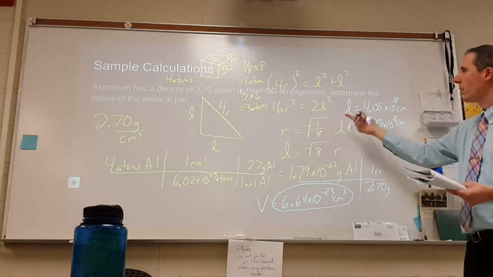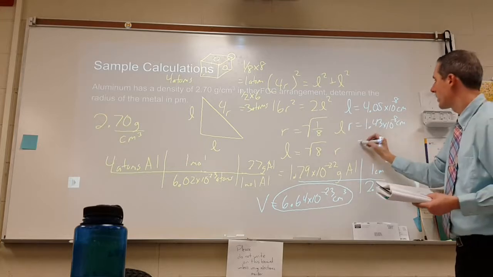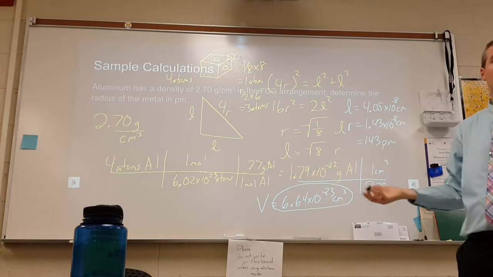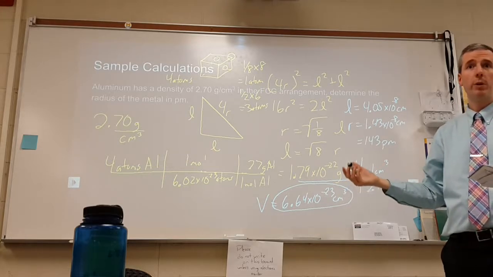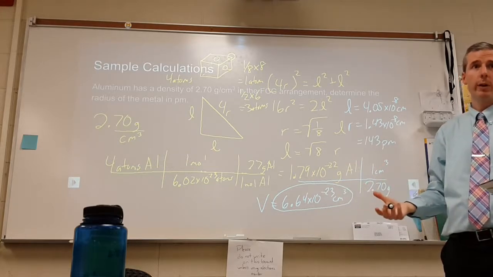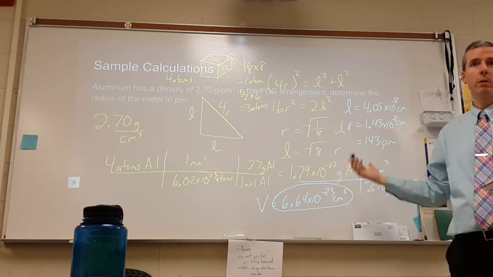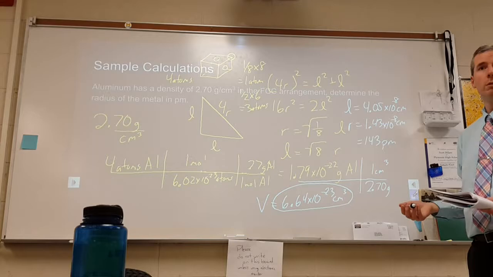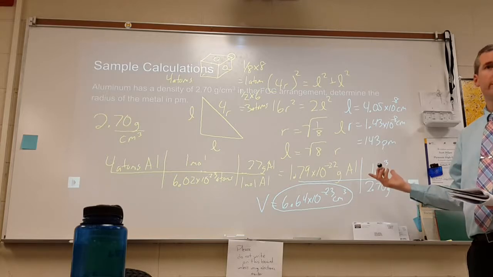Okay. Now this asks for, I think, picometers. Picometers. That's 143 picometers. Which is a reasonable answer for a size of an atom. Usually an atom's going to be 100 on the low end, 200 something on the big end. So for aluminum, that makes sense. That's it. That's the style of problem for this.